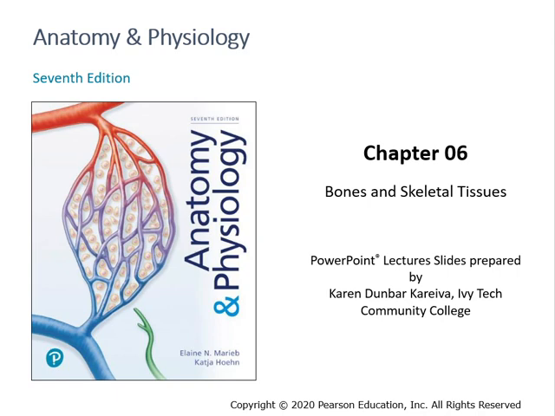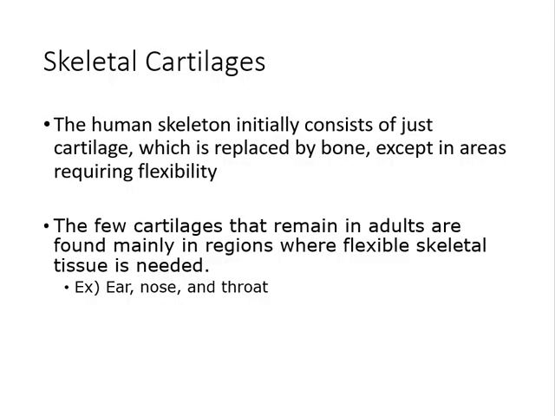We're going to take a look at bones and skeletal tissue. But before we get to bones and skeletal tissue, let's review skeletal cartilages. The human skeleton initially consists of just cartilage. It is eventually replaced by bone, except in a couple of areas that require flexibility.